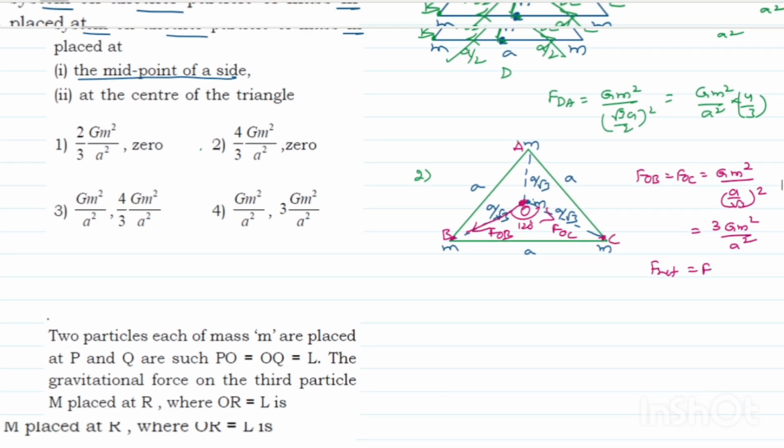Now here the net force of these two resultants, FOB and FOC, acts in the downward direction. This is the F net. F net equals, we will be getting, root 3 GM square by A square.